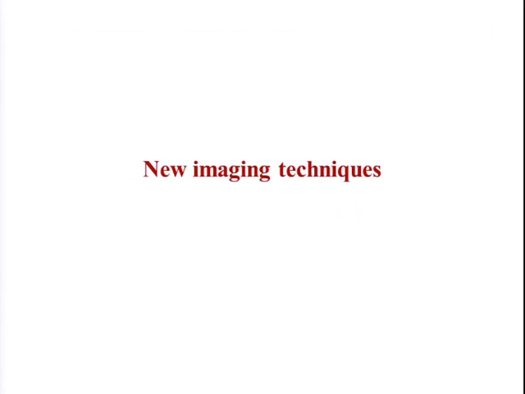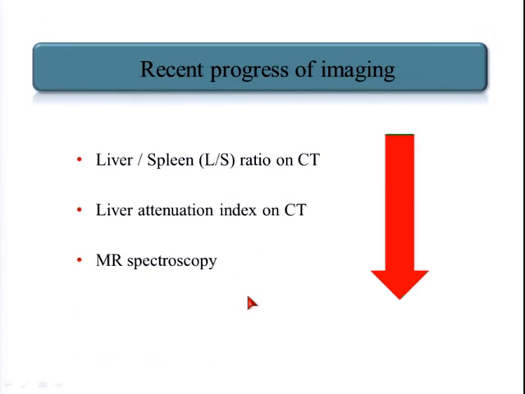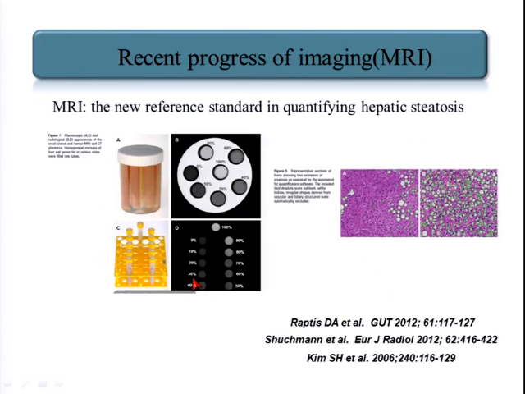New imaging techniques: we are usually doing manual volumetry, but nowadays many brand new techniques have evolved, for example, 3D imaging and blood flow volumetry. And when it comes to hepatic steatosis, the liver-spleen ratio, liver attenuation index, or MR spectroscopy will be other options to identify hepatic steatosis in the liver before resection. Those papers say MRI is a good standard for quantifying hepatic steatosis.